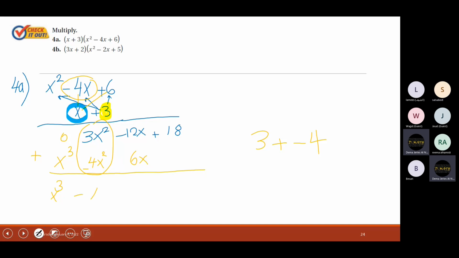So negative x squared. Then negative 12x plus 6x. We'll minus them. So it will be negative 6x. Bravo. Plus 18. Thank you so much. So when you want to multiply, please try to rearrange the terms under each other in order to combine them easily. Thank you so much.